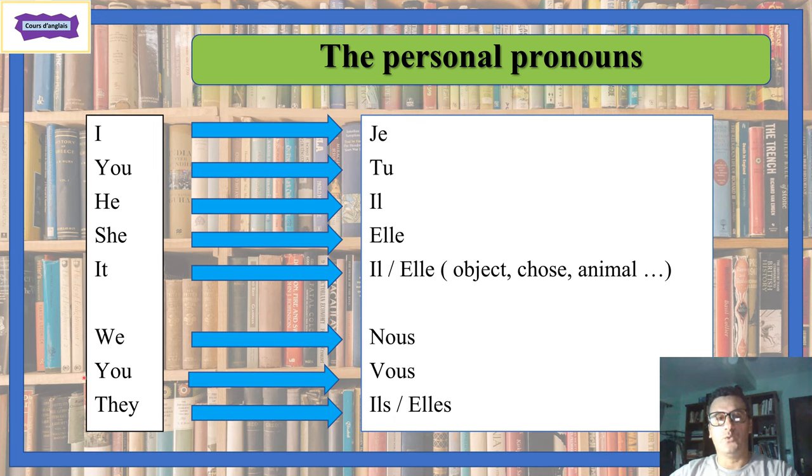Alors attention, you, premier comme le deuxième. Tu ou bien vous. C'est-à-dire, en anglais, on ne vous voit pas la personne ou bien on ne la tutoie pas.